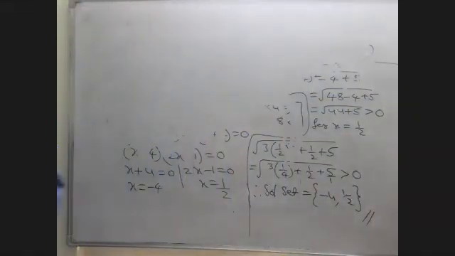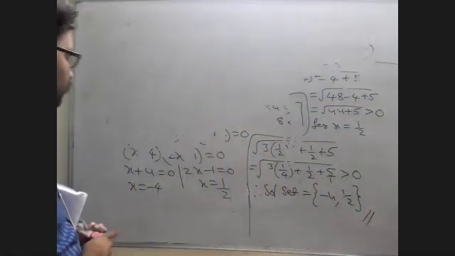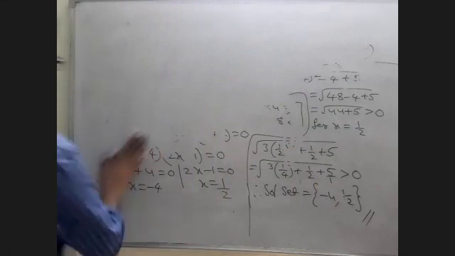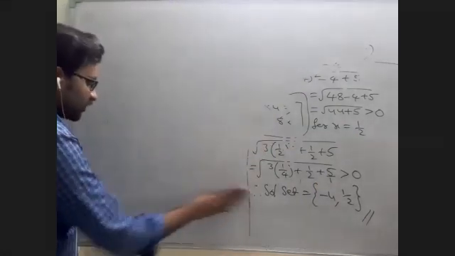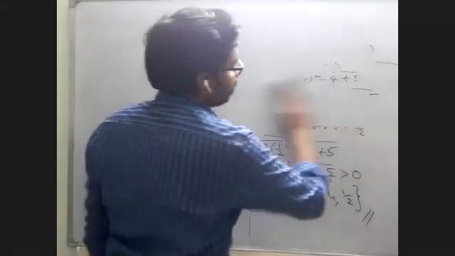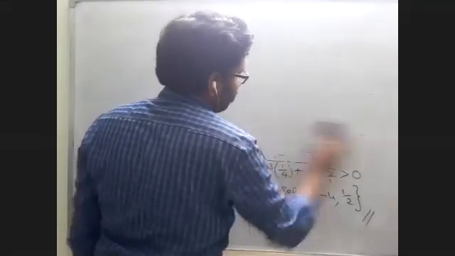Now, one more: if two roots are given, how will you find the quadratic equation? I told you, if alpha and beta are the roots, then we take x equal to alpha and x equal to beta. Then x minus alpha equals 0 and x minus beta equals 0, so (x minus alpha)(x minus beta) equals 0. By expanding, you will get the quadratic equation.